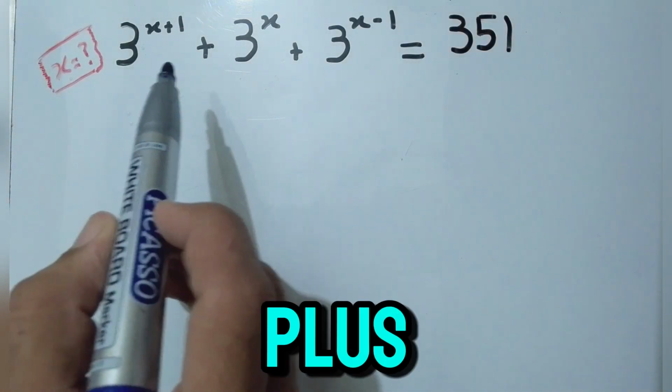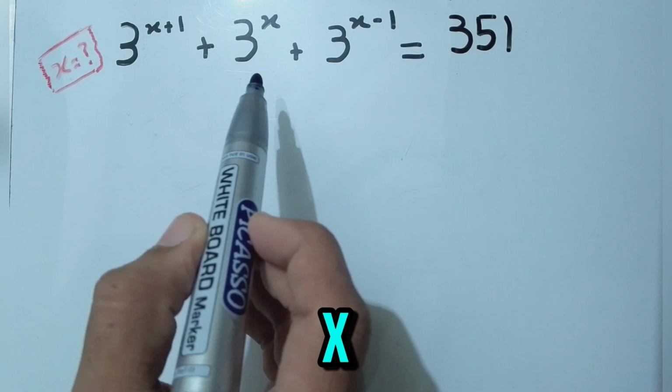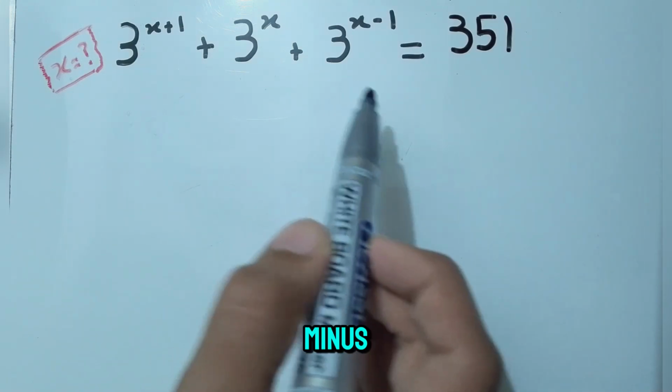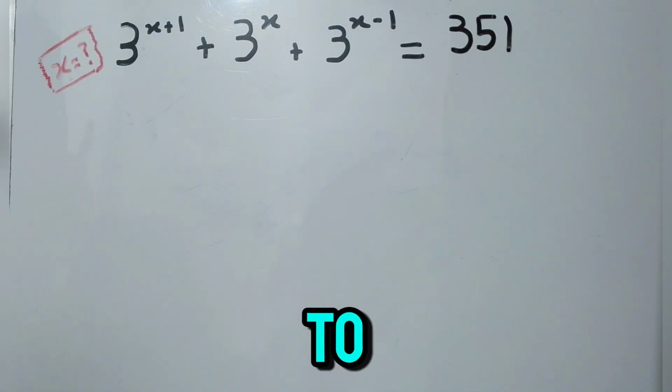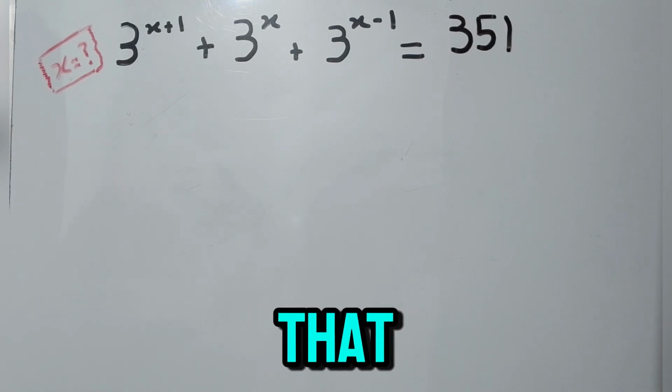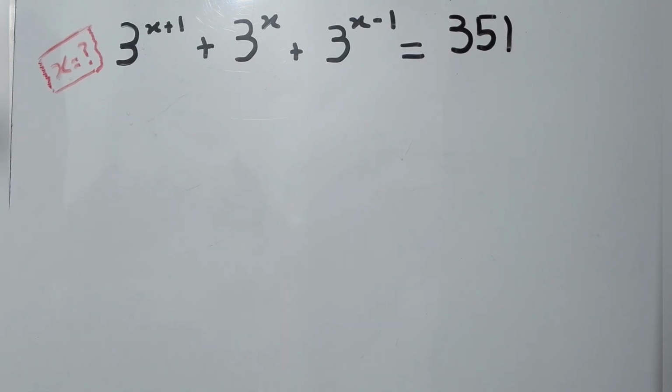Now, here's the equation that we're solving today: 3 raised to power x plus 1, plus 3 raised to power of x, plus 3 raised to power x minus 1, is equal to 351. And now our goal is to figure out the value of x. Sounds easy, right? But trust me, there's more to this question than meets the eye. Let's break it down step by step.